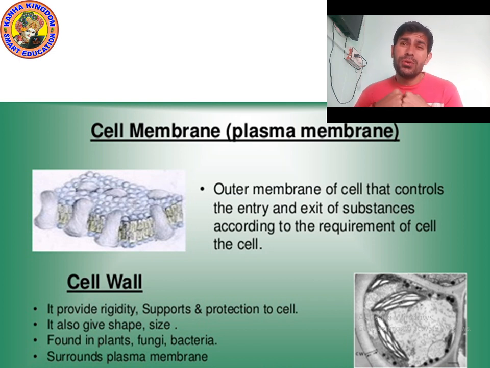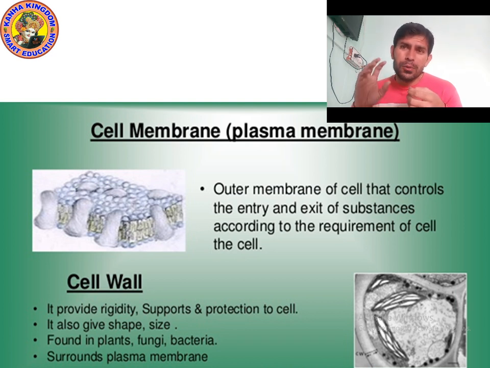It also gives shape and size. For your kind information, let me tell you that the cell wall is not only found in plants. It is also found in fungi and bacteria. Remember, it is found in plants, fungi, and bacteria. There are many kinds of bacteria, and there are many kinds of fungi.